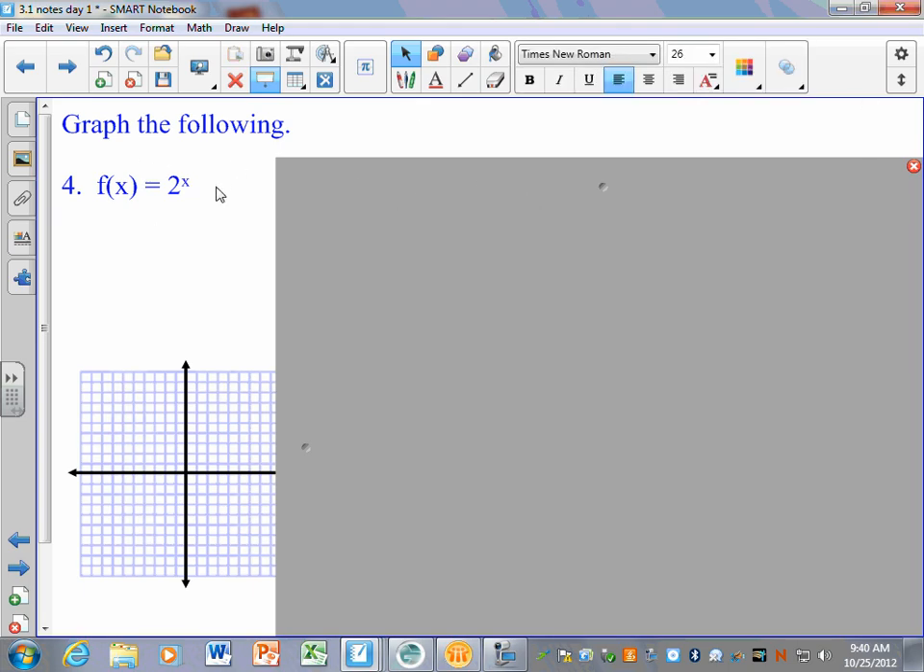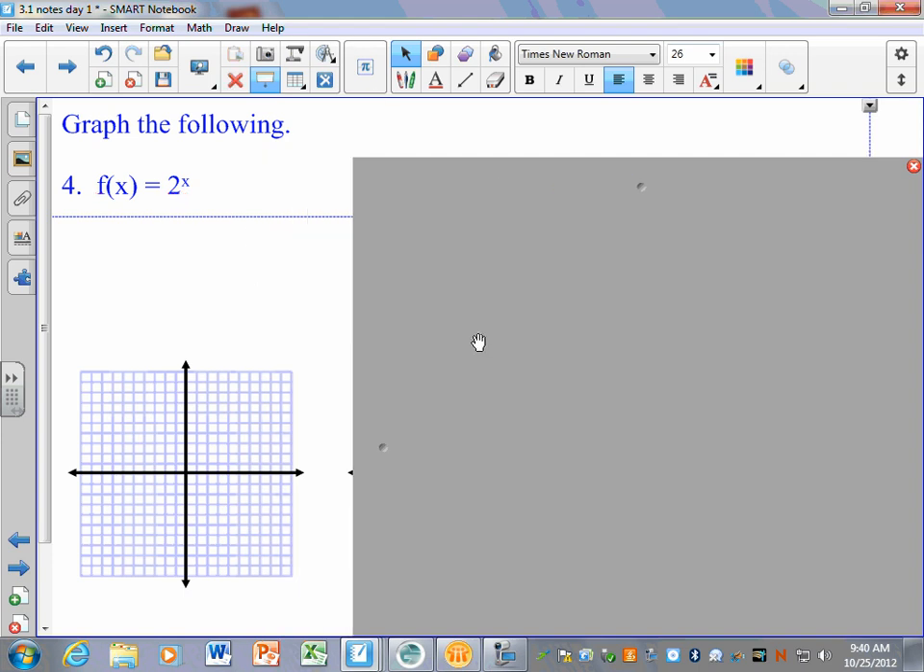Where's my... Why even try to do this anymore? Because it always squishes this way. Okay.